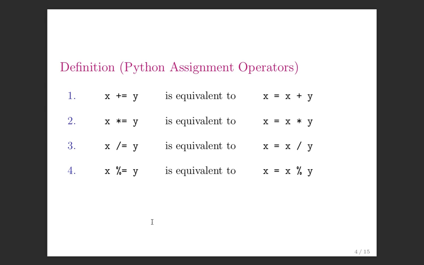To be more explicit about what short forms you have, you can do this with basically all of the arithmetic operations. So x plus equal y is equivalent to x is equal to x plus y. x times equal y is equivalent to x is equal to x times y, and so on. Just be aware that those short forms exist and use them if you'd like, but certainly know how they work.